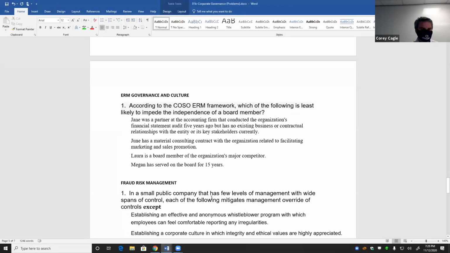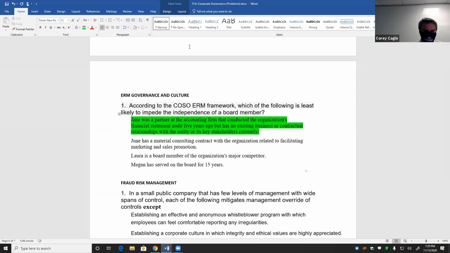Yeah, so I grabbed the one: according to the COSO ERM framework, which of the following is least likely to impede the independence of a board member? This one was kind of tough. This is one where it's like, well, you don't know what you don't know type thing. But yeah, we're looking for the best answer.